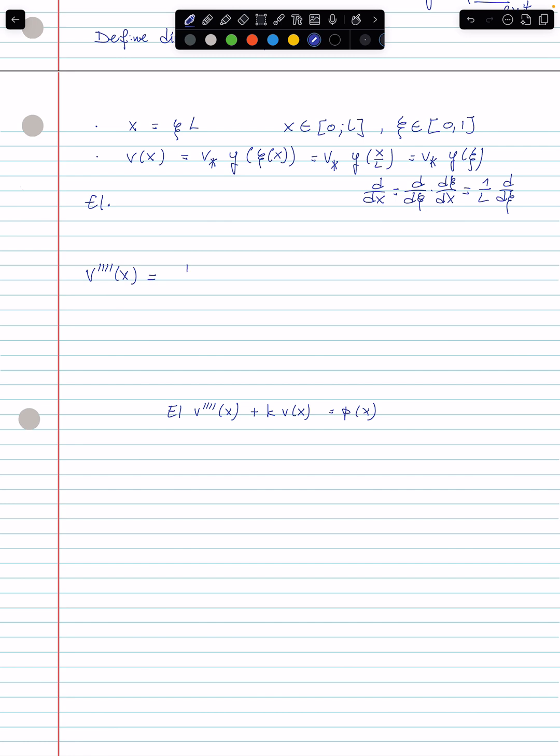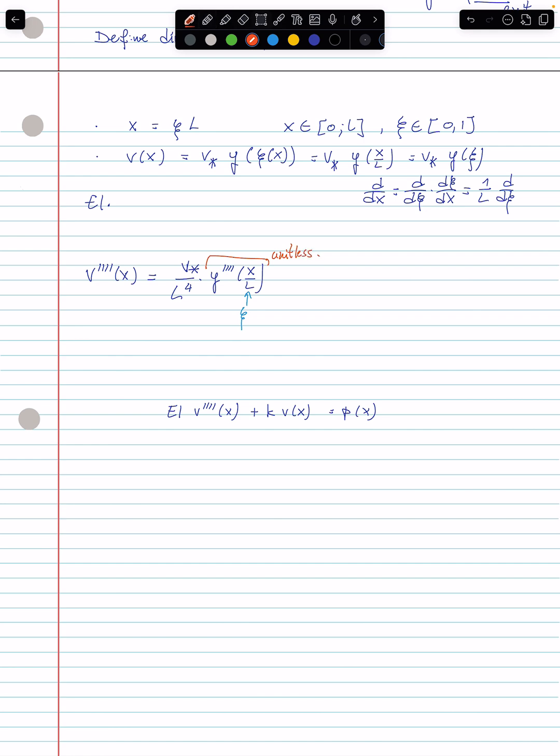So we'll have 1 over L to the power 4 multiplied by v star, multiplied by the fourth derivative of y as a function of xi of x, of course. So this is not a smart way to write. I should write it like this first, and then I will rename this quantity. I will just rename it xi. And what you observe over here is indeed that the fourth derivative of v with respect to x is something that has units of v divided by units of x to the power 4. Characteristic value of v divided by characteristic value of x to the power 4. So it totally makes sense, and this has no units anymore. This is unitless.